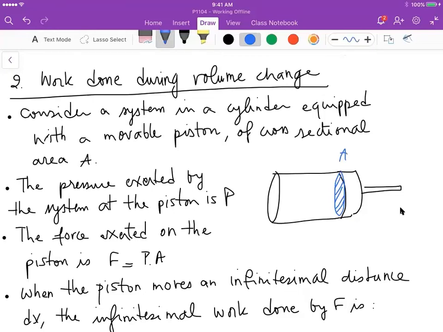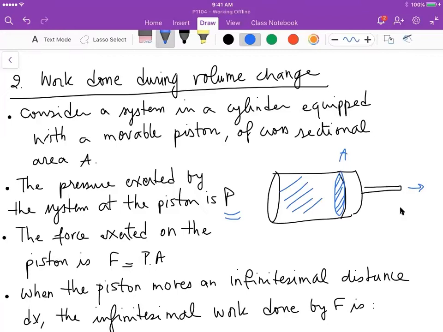And with a movable piston, so in such a way that إذا كانت تمدد, for example, this gas inside the cylinder, it could push the piston لبرا، بتطلعه لبرا. Okay, and let the pressure exerted by the system at the piston to be P. So P is the pressure exerted by this thermodynamic system اللي هو من جوا on the piston.